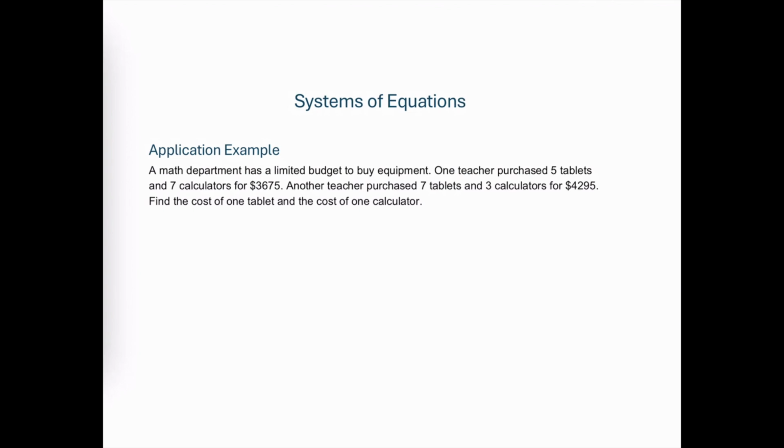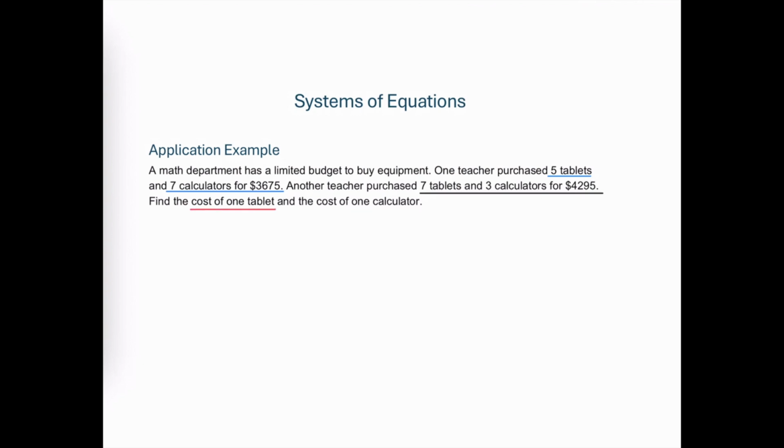Use a system of equations to solve the following problem. A math department has a limited budget to buy equipment. One teacher purchased 5 tablets and 7 calculators for $3,675. Another teacher purchased 7 tablets and 3 calculators for $4,295. Find the cost of one tablet and the cost of one calculator.